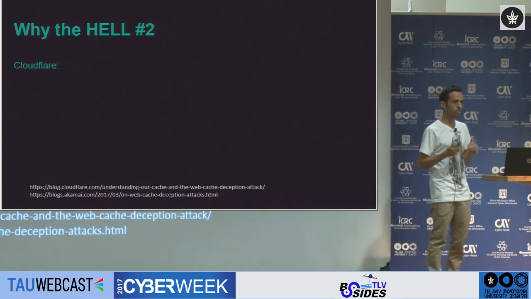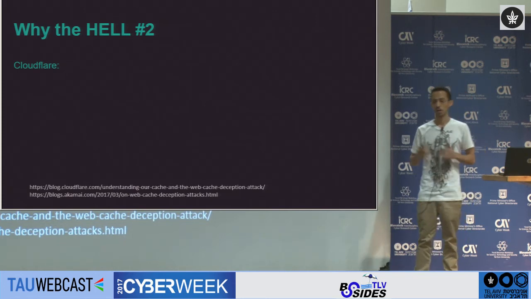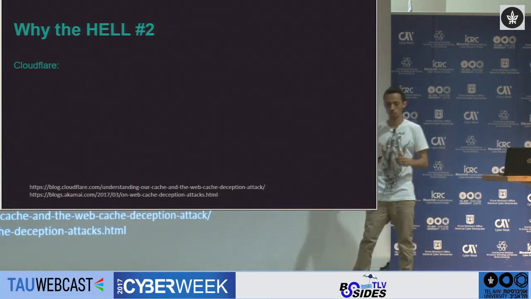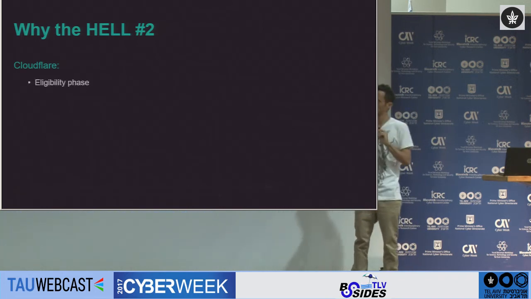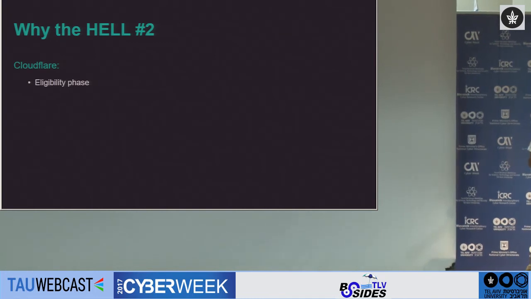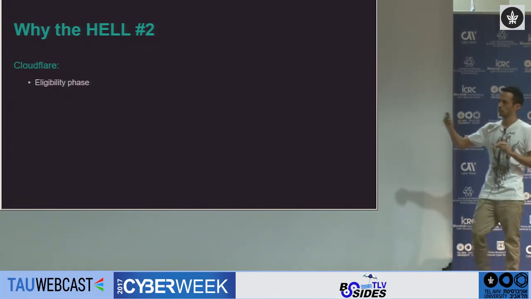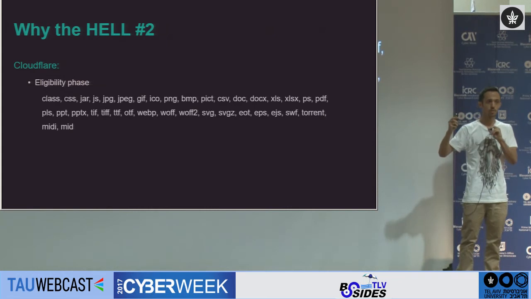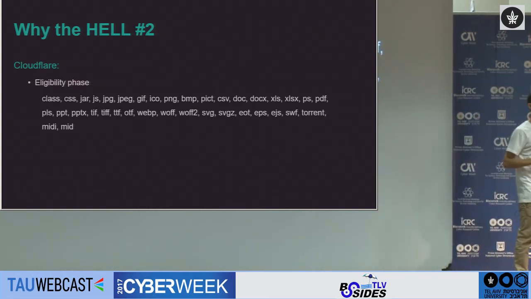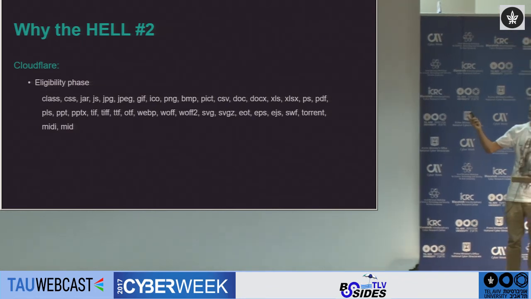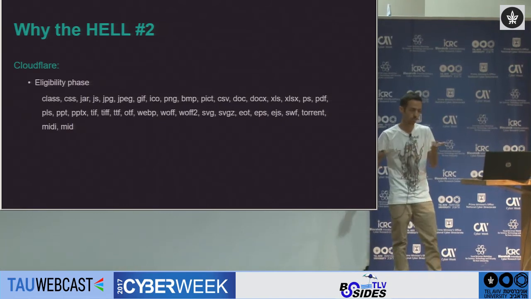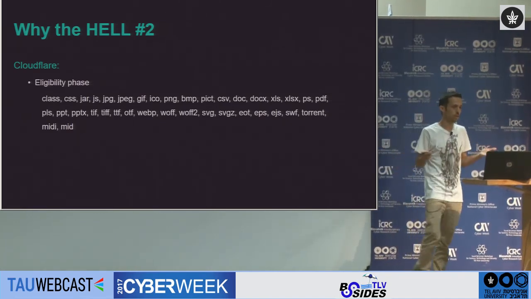So in order for a file to be cached on Cloudflare, once a file arrives at the Cloudflare server, it has to go through 2 phases. The first phase is called the eligibility phase. In this phase, the Cloudflare server looks at the URL of the file that it just received and looks at the end of it for one of the following static extensions. You can see here CSS, JS, some image extensions, Microsoft Office extensions, and a lot more, all usually static extensions.